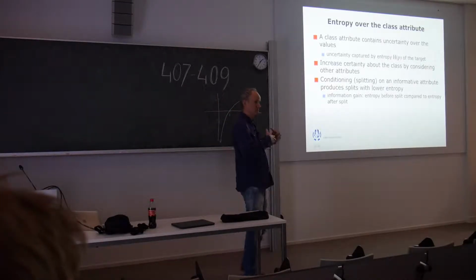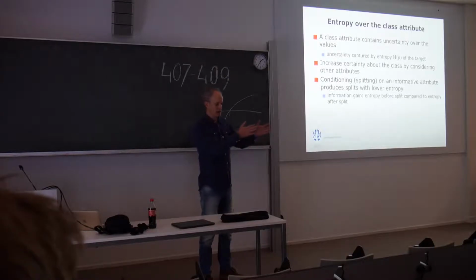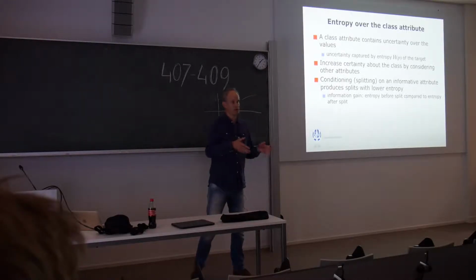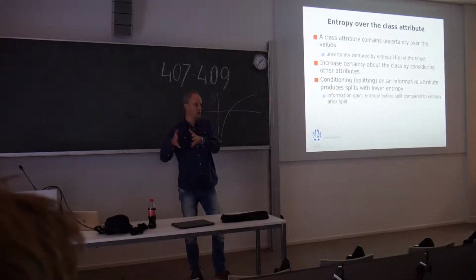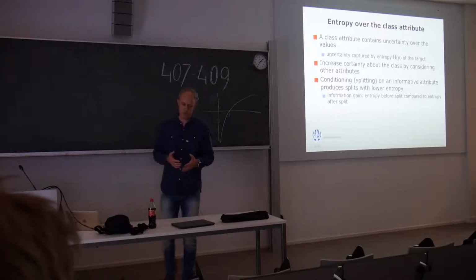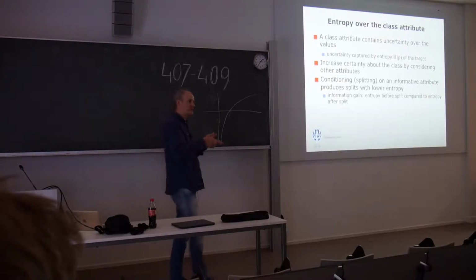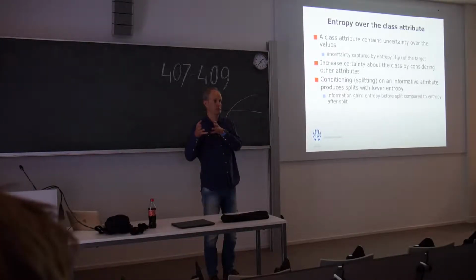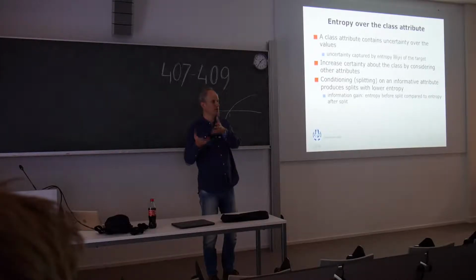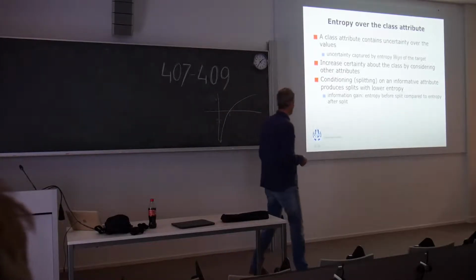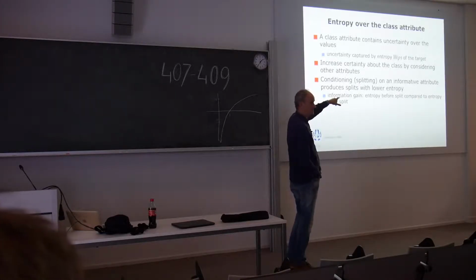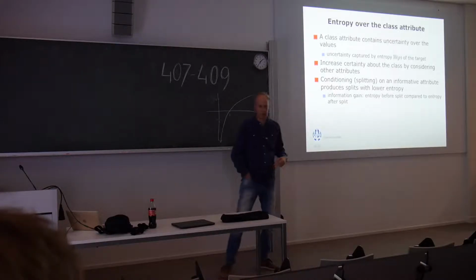So we're going to ask questions, and we're going to take the other available attributes in the data set to answer those questions. So hopefully those other attributes will tell something about the value of the class attribute, so whether it's true or false. And if we just ask the right attributes for their value, hopefully we will get some information about the value of the class attribute, which will decrease the entropy in the class attribute. So that's what we're looking for. So we're trying to increase the certainty about the class by considering other attributes. And we do that one by one.